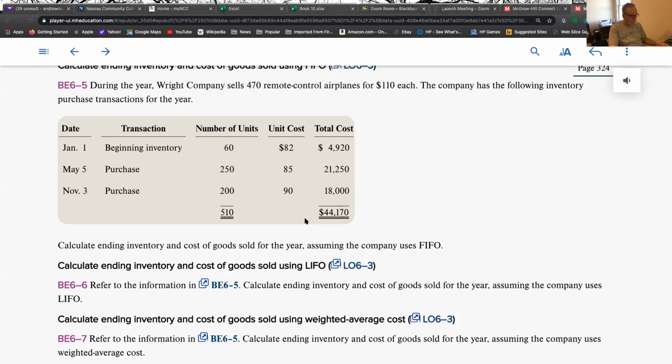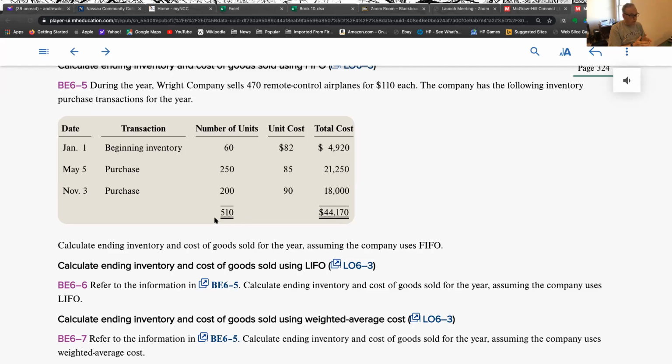BE 6-7. Average cost. What's the average cost of one unit? 44,170 divided by 510 comes out to $86.61 rounded. That's one unit. How many units do I have left? 40. 40 times 86.61 comes out to 3,464 rounded.